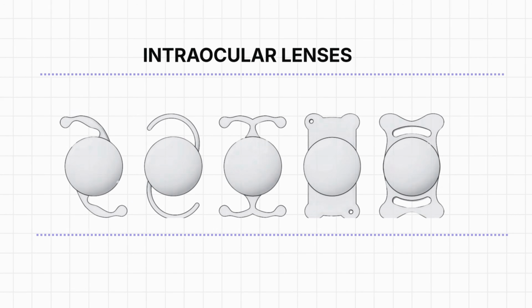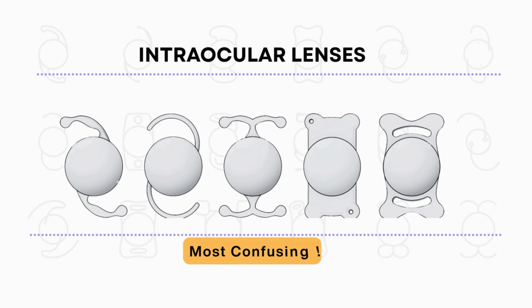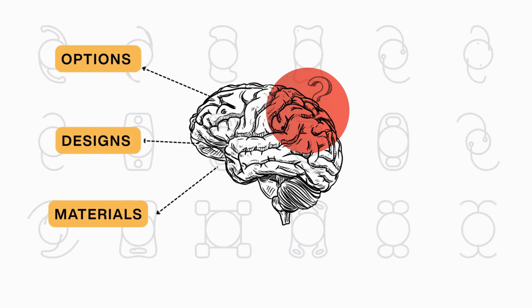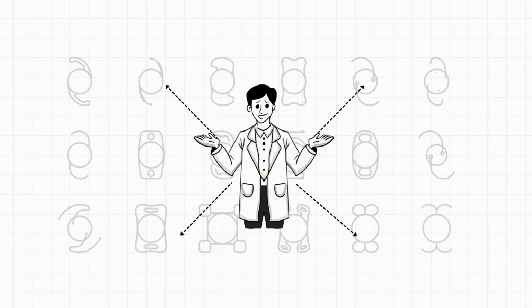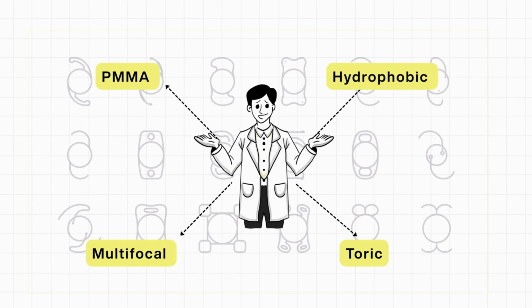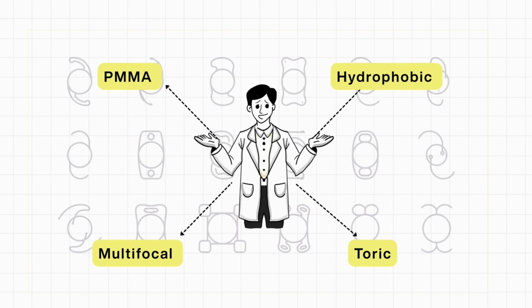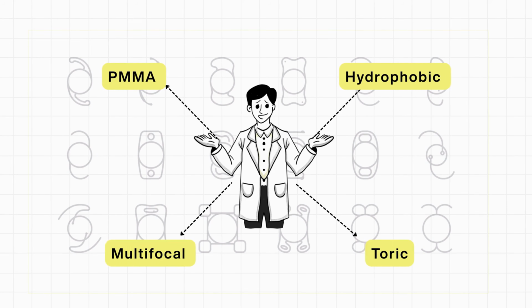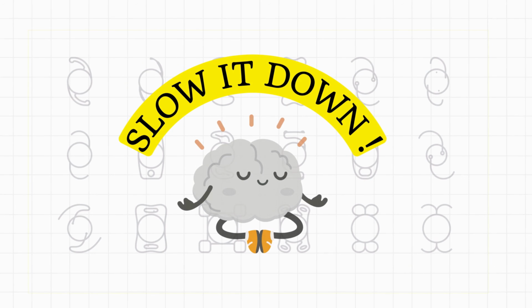Intraocular lenses are probably one of the most confusing topics in ophthalmology, not because they are difficult, but because there are too many options, too many materials, too many designs, and very little clarity on why one lens behaves differently from another. Most of us learn IOLs as names: PMMA, hydrophobic, multifocal, toric, but we are rarely taught the optical logic behind them. In this series, we will slow this down.